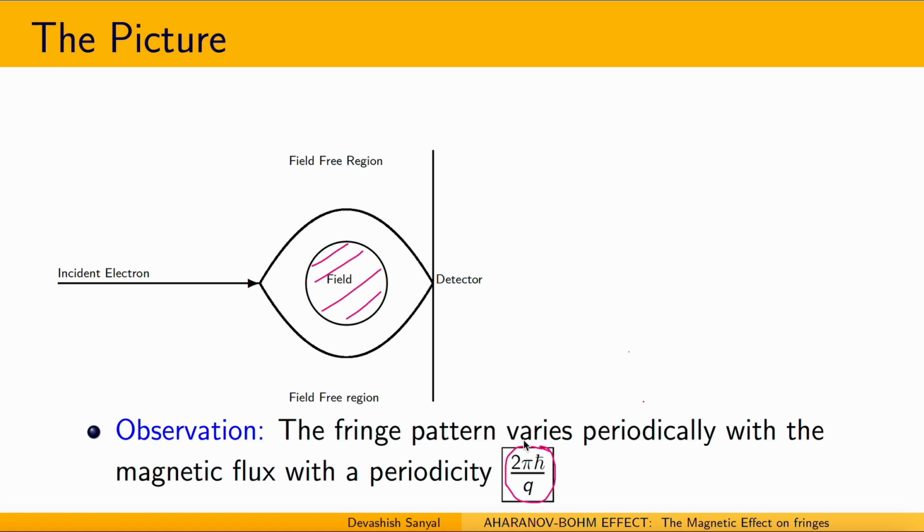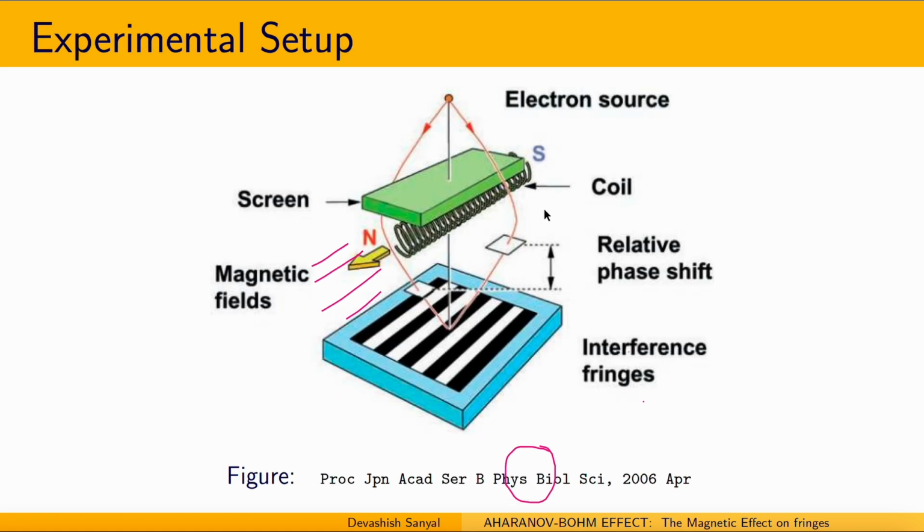So what we are going to do in this lecture is try to understand why this happens. Even if there is no magnetic field in this region and this region, just by changing the magnetic field in this region, you see a change in fringe pattern along the detector. So we'll go to the next slide.